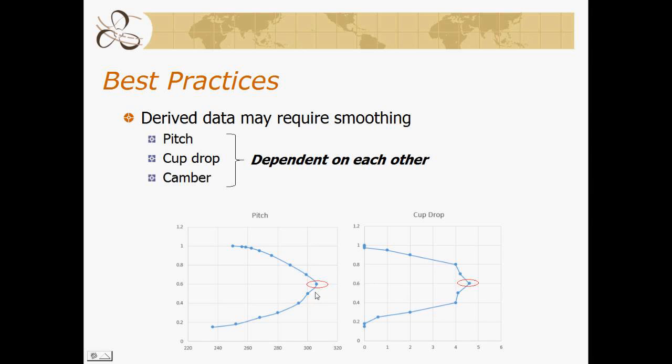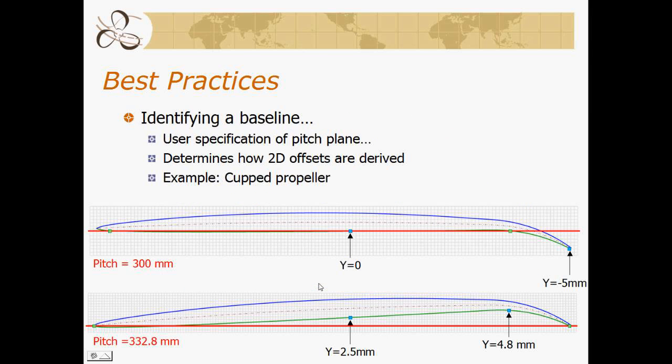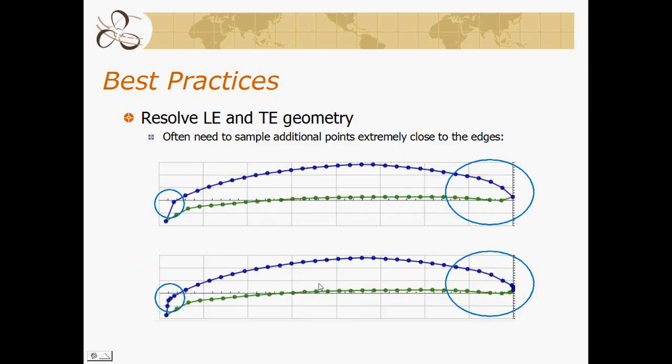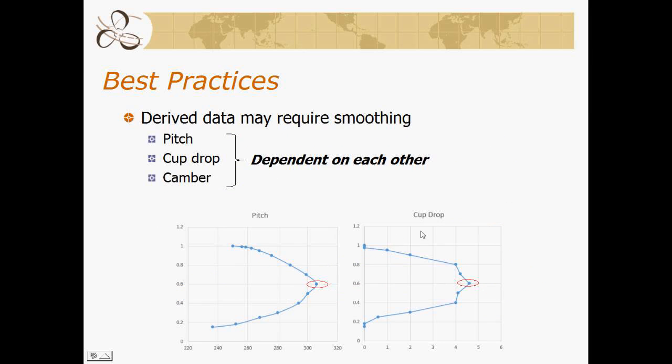misidentified pitch plane. So if we change the orientation, again like this here, we change the point that we select to get a better pitch plane. What happens is we'll see that this data goes away. It smooths out. The cup is now smooth. The pitch is also now smooth. And you can use camber as another check as well. So this is a good way to do a sanity check that you've identified the pitch plane properly, and it'll allow you to smooth the data here.